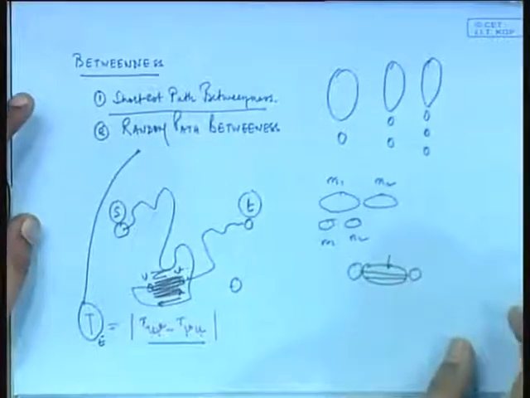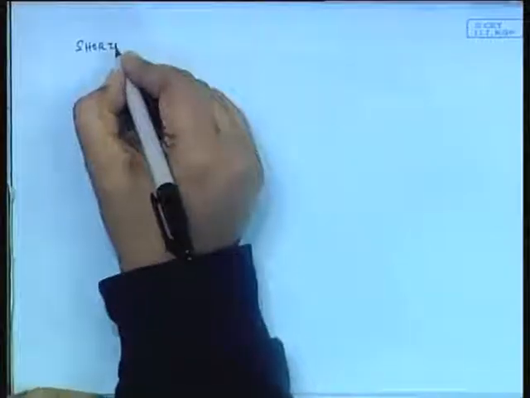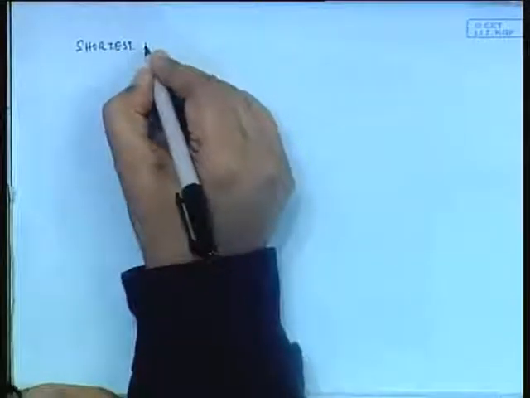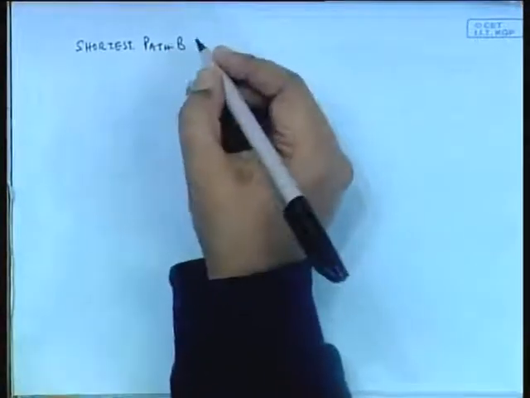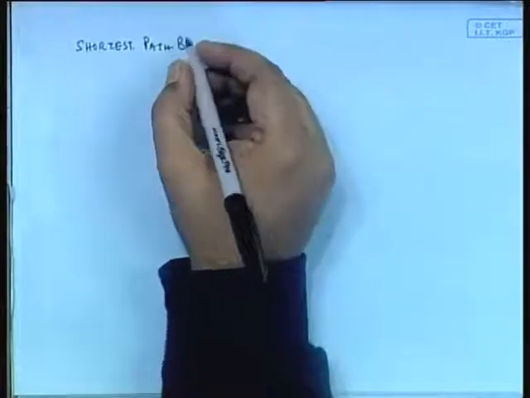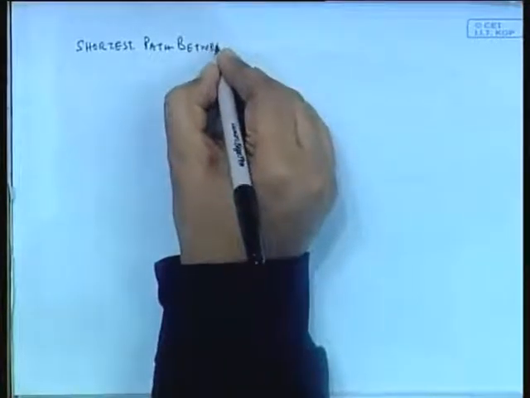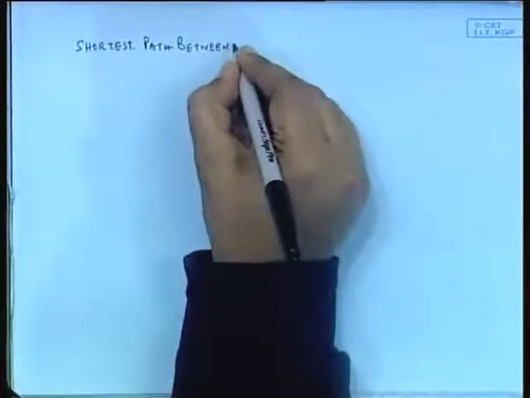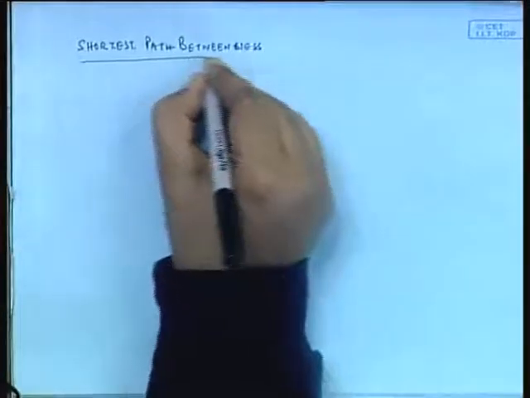So, to calculate random path betweenness, we will first take a set of random walks. We will come to the algorithm, do not worry. So, this random path betweenness may look very odd, but once we do the calculations, we will see that there are easy ways to really estimate that. Okay. So, first let us do shortest path betweenness.